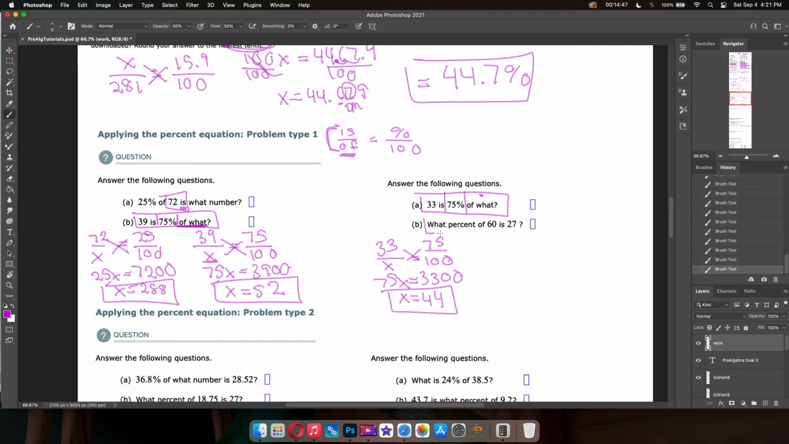All right, if we take this one and break it up, what percent? So now they're telling you when your is over of, your actual percent is going to be the unknown. Of 60, so 60 goes underneath, is 27. The 27 goes on top. Cross multiply. So 60x equals 2700. Divide by 60. X equals what?